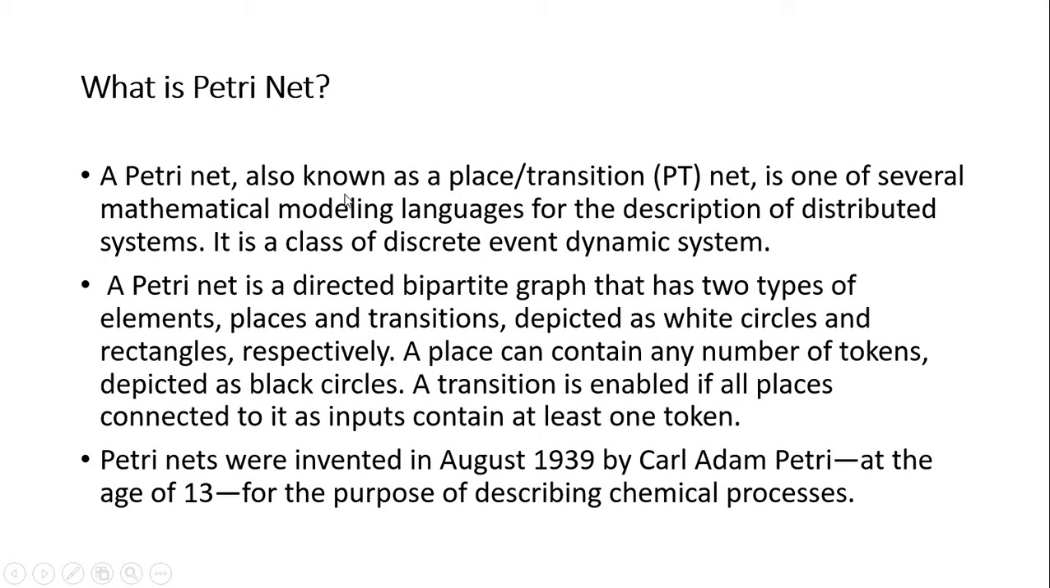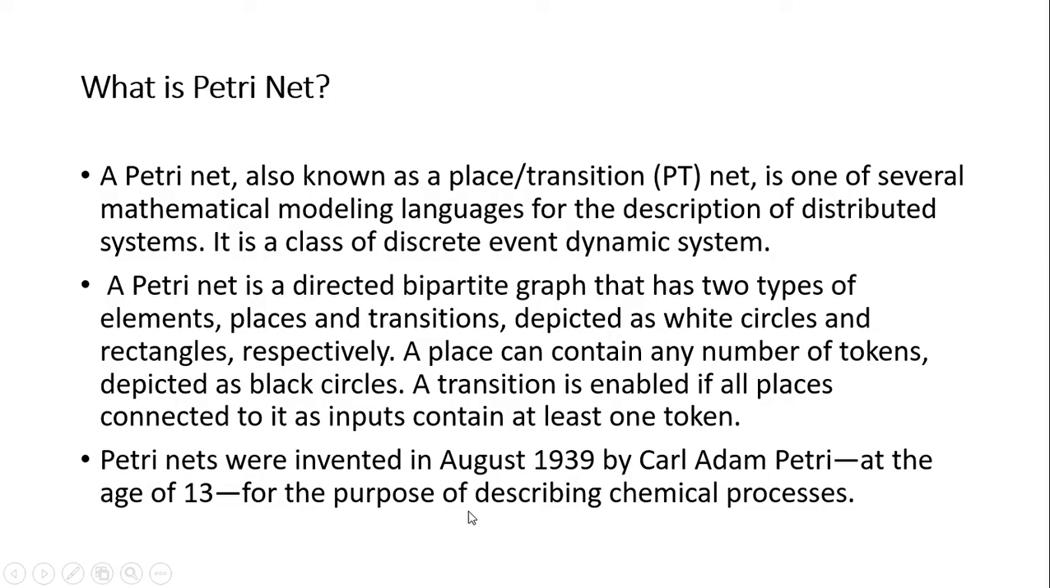A Petri Net, also known as a place or transition Petri Net, is one of several mathematical modeling languages for the description of distributed systems. It's a class of discrete event dynamic system, and here the pattern is a directed bipartite graph that has two types of elements, place and transitions. I will tell about the elements, place and transition, in my next slides.